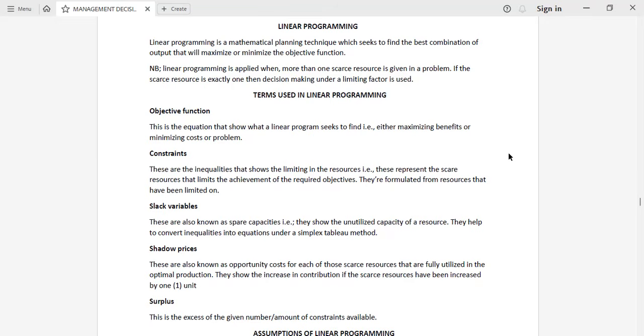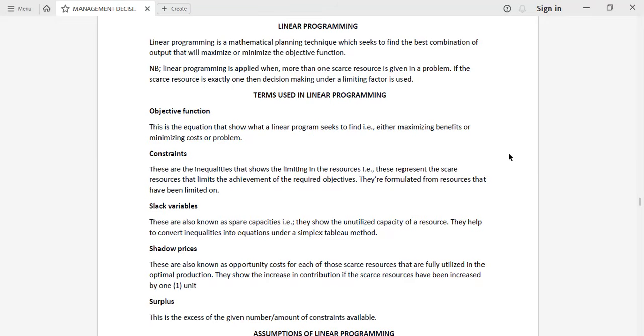The second item is the constraints. The constraints are the inequalities that show the limiting factors, the limitation in the resource. In other words, this represents the scarce resources that limit the achievement of the required objectives. They are formulated from the resources that have been limited.